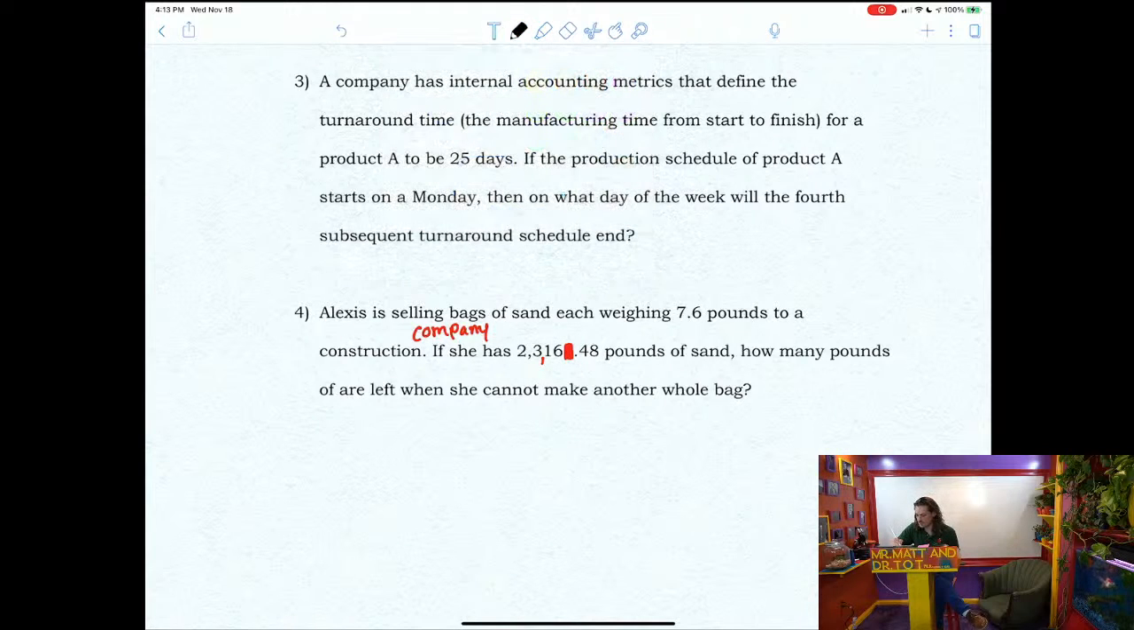This should be 2,316.48 pounds. So I do apologize. That last 3, when I copied and pasted the problem over, didn't get cut out. So if she has 2,316.48 pounds of sand, and that is a decimal place there, how many pounds are left when she cannot make another whole bag? Okay, so I'll give you 3 minutes, and then I'll give you some hints.